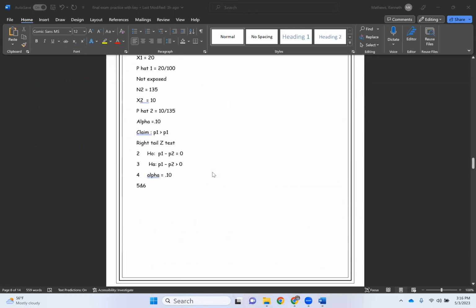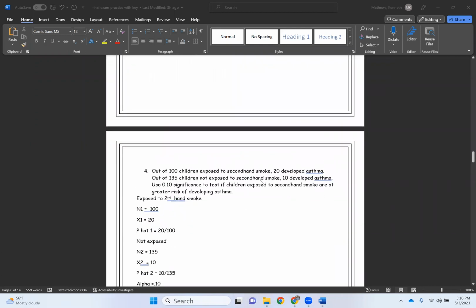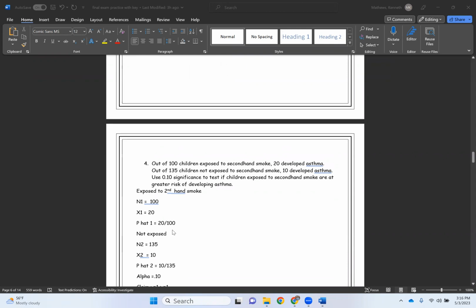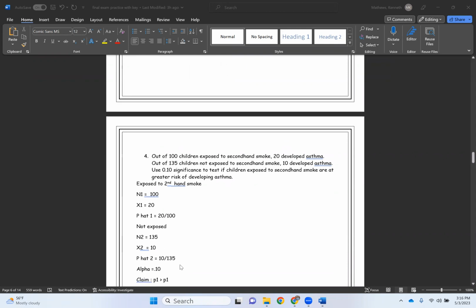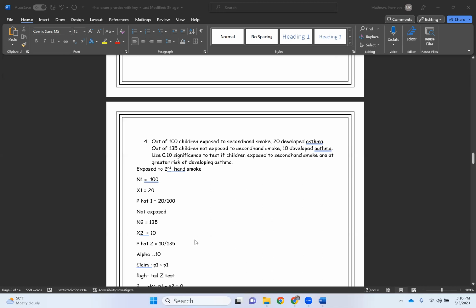Okay, so what did we know? We know that 20 out of 100 children who were exposed to secondhand smoke developed asthma. We know that 10 out of 135 children not exposed to secondhand smoke developed asthma. And we're trying to test with a significance level of 0.10 whether or not children exposed to secondhand smoke are more at risk of getting asthma. So our N1 was 100, X1 was 20, and p hat 1 is 20 out of 100. For the non-exposed kids, N2 is 135, X2 is 10, so p hat 2 is 10 out of 135.